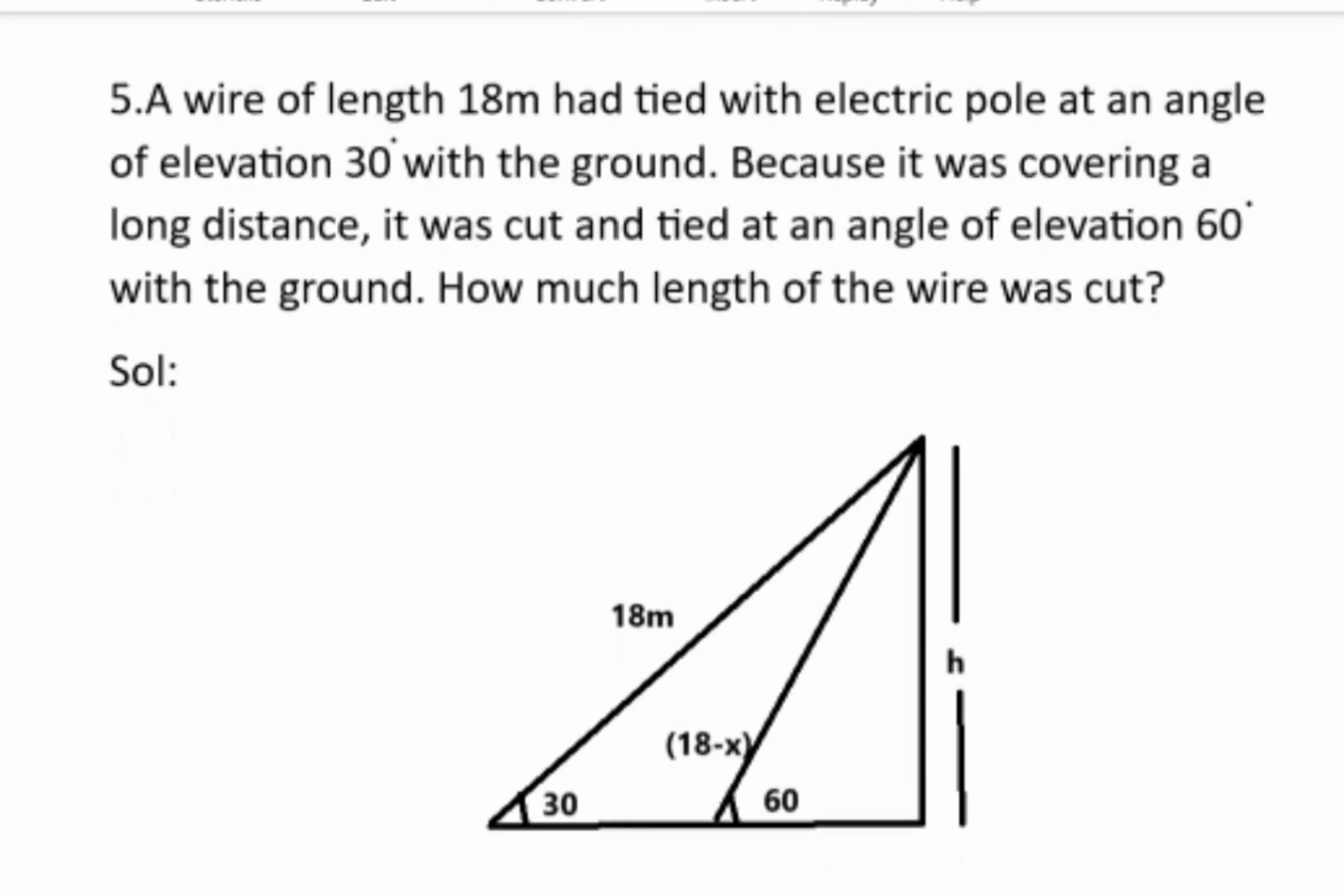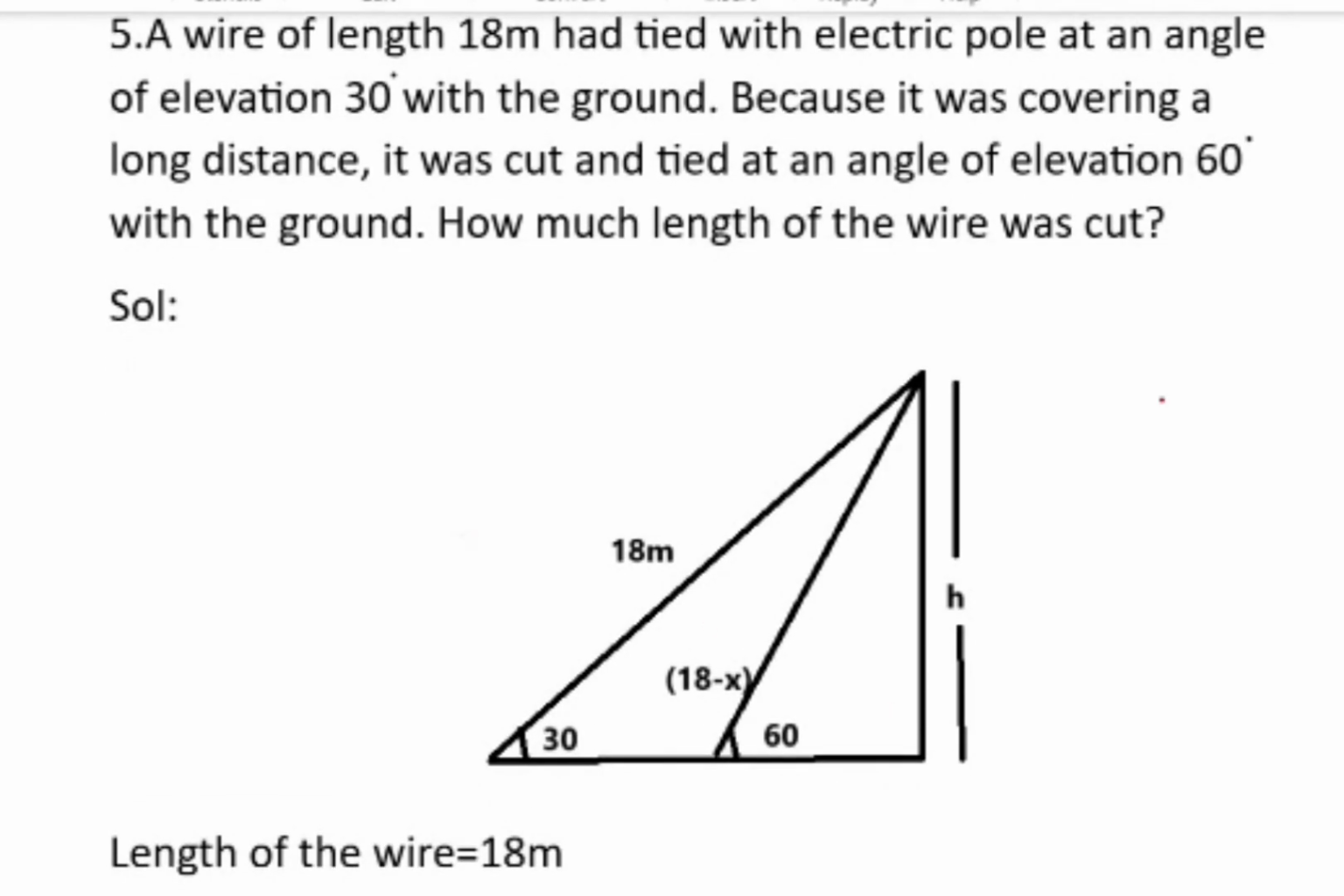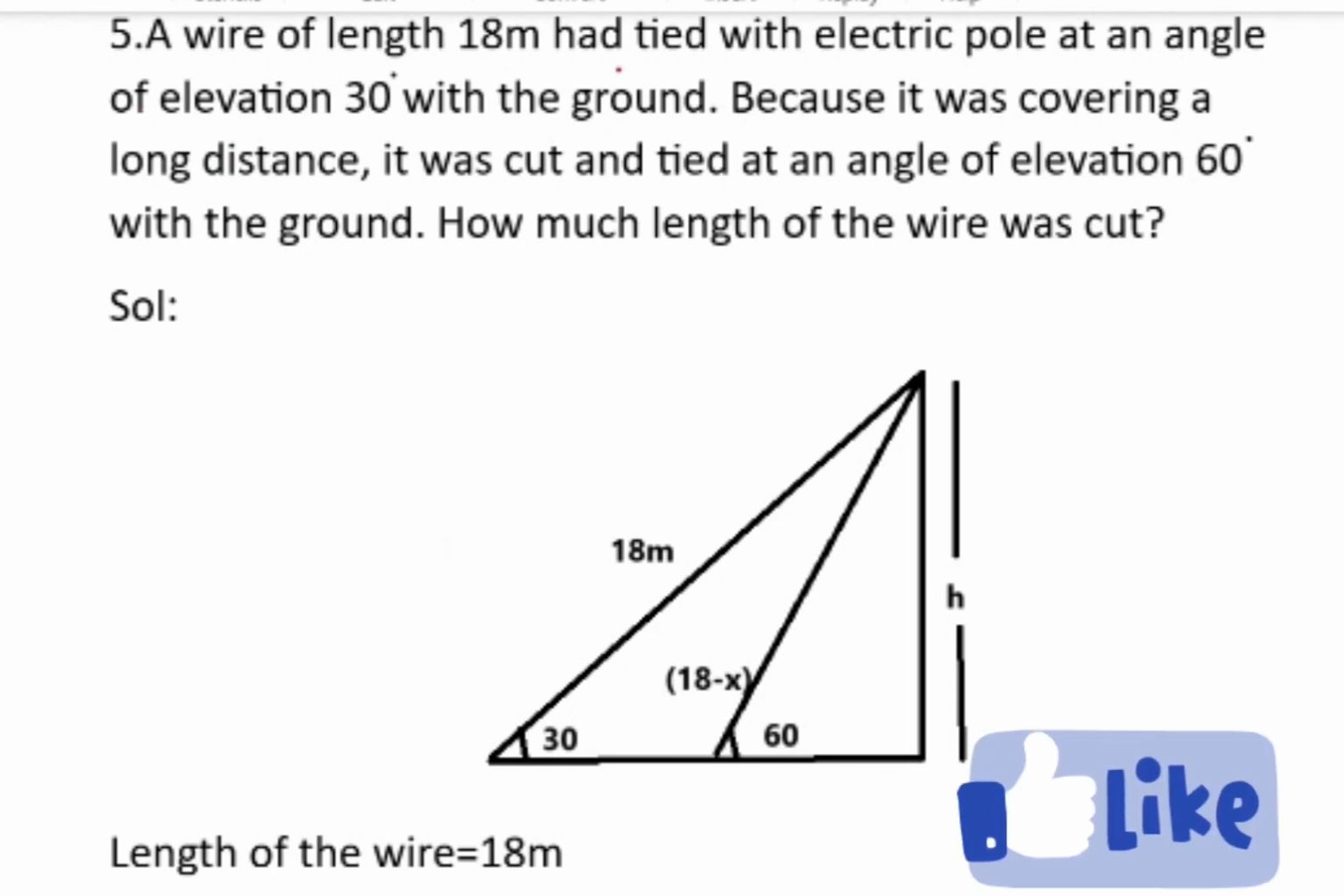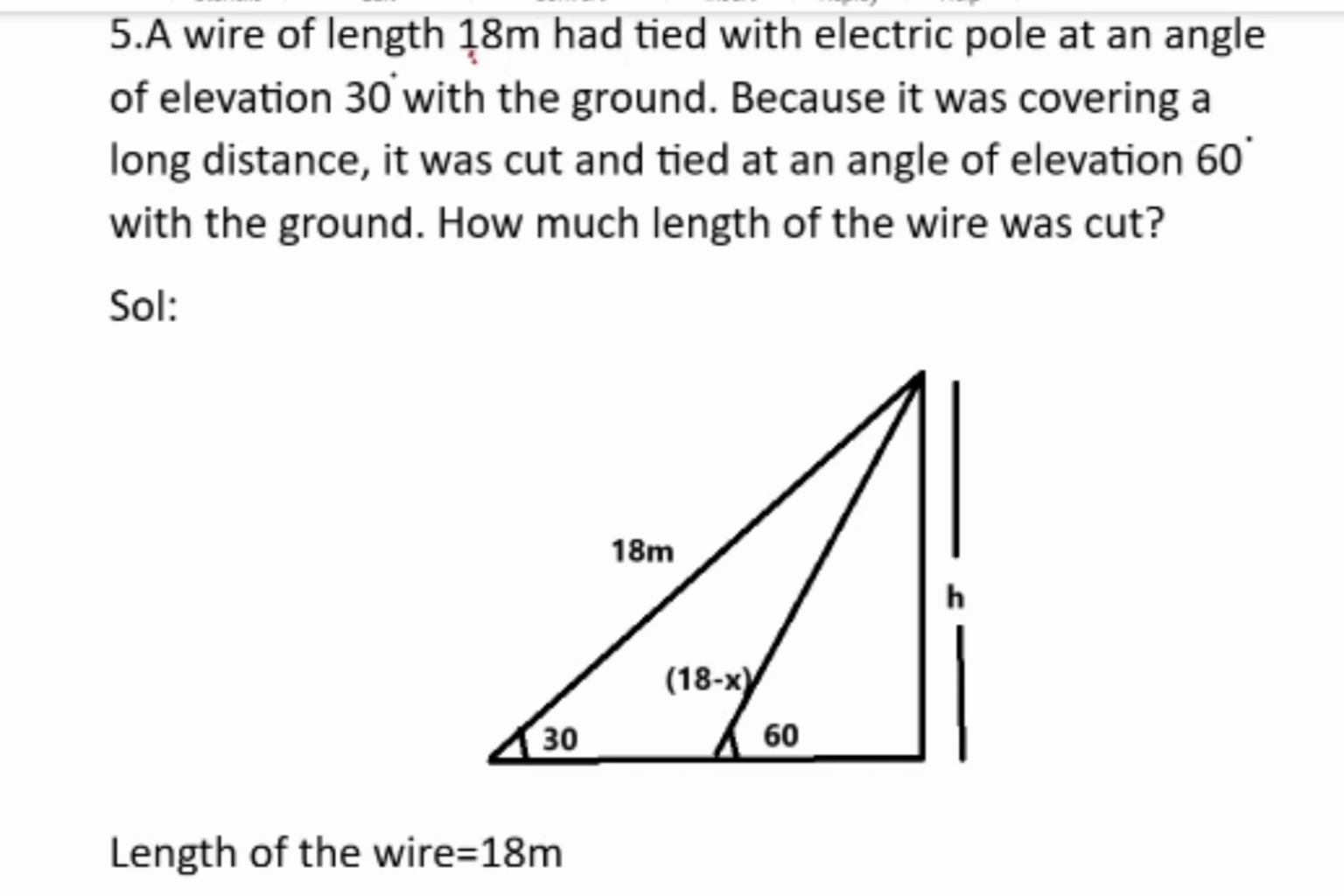Next question. A wire of length 18 meters is tied to an electric pole at an angle of elevation of 30 degrees with the ground. Because it was covering a long distance, it was cut and tied at an angle of elevation of 60 degrees with the ground. How much length of the wire was cut?